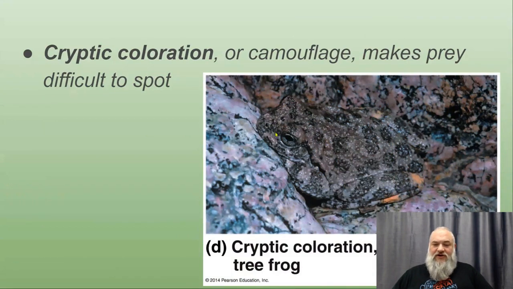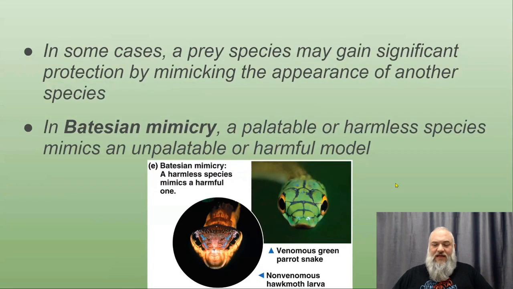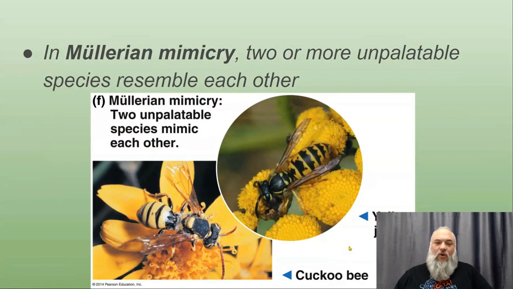This canyon tree frog is really hard to see on this granite, for instance. You can have Batesian mimicry, where the prey may get a lot of protection by looking like a predator. So here's a venomous snake, and here is a moth larva that looks a lot like a venomous snake, which is kind of cool. Or you have Mullerian mimicry, where you kind of have coevolution.